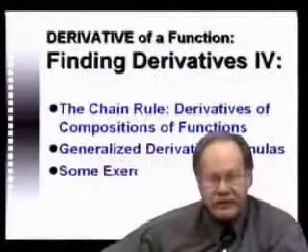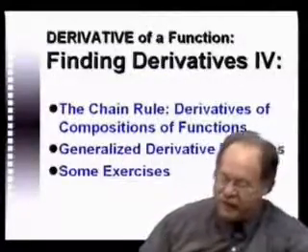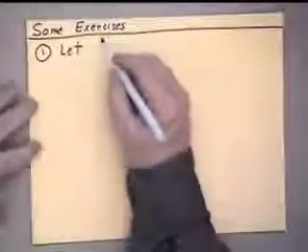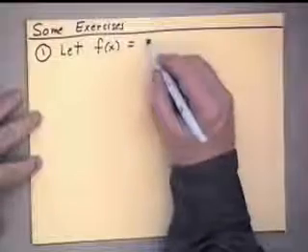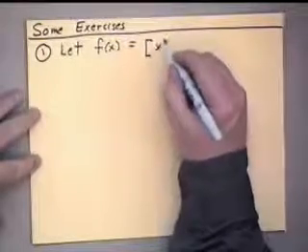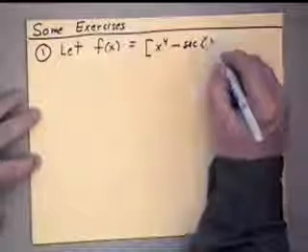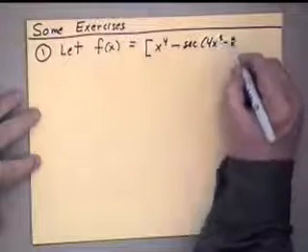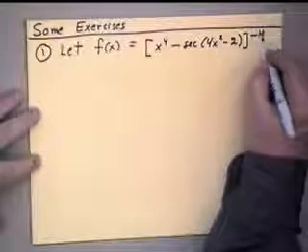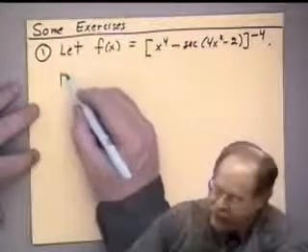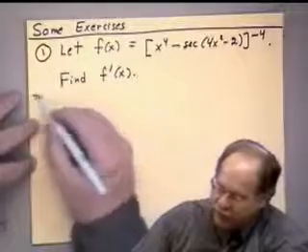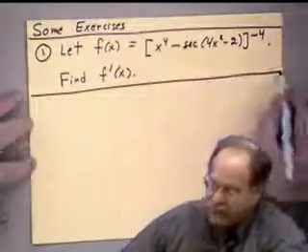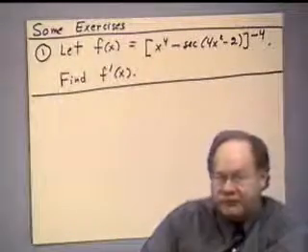Time for some exercises. The first one is just a straightforward calculation, but it'll allow you to practice your differentiation rules. Let f of x equal the following function: x to the fourth minus the secant of 4x squared minus 2, all taken to the minus fourth power. And the question is simply to find the first derivative. It'll involve several rules, so I'll leave that to you to try.